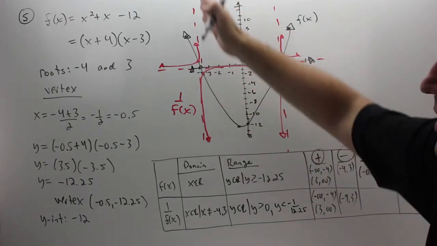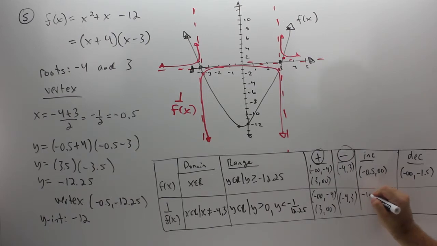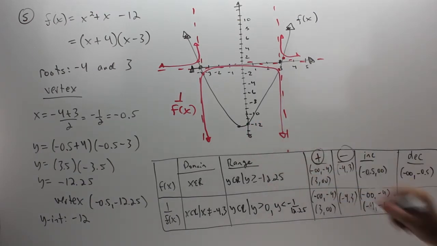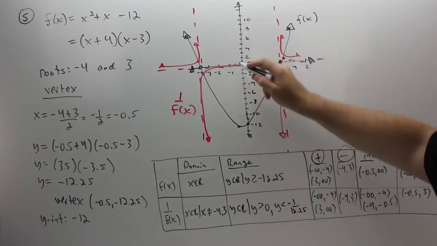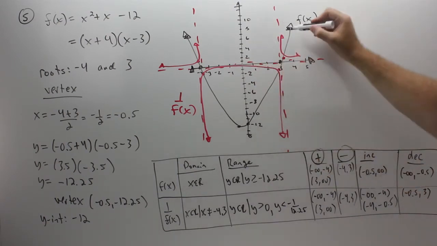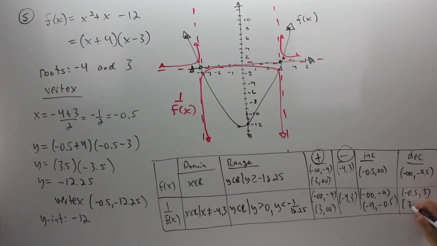But remember, it's not doing anything at -4 because there's an asymptote. So we write negative infinity to -4, and then -4 to -0.5. I wrote -1.5 over there. That should be -0.5. And then it's decreasing from -0.5 to 3. So we're looking at the red one now. It's decreasing, it's going down on the right side of the vertex. And then it's decreasing again from 3 to infinity. So again, that's as we move rightwards.